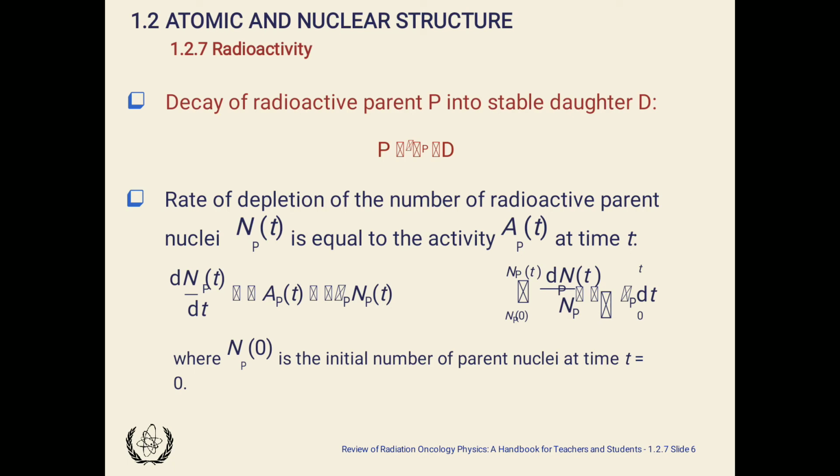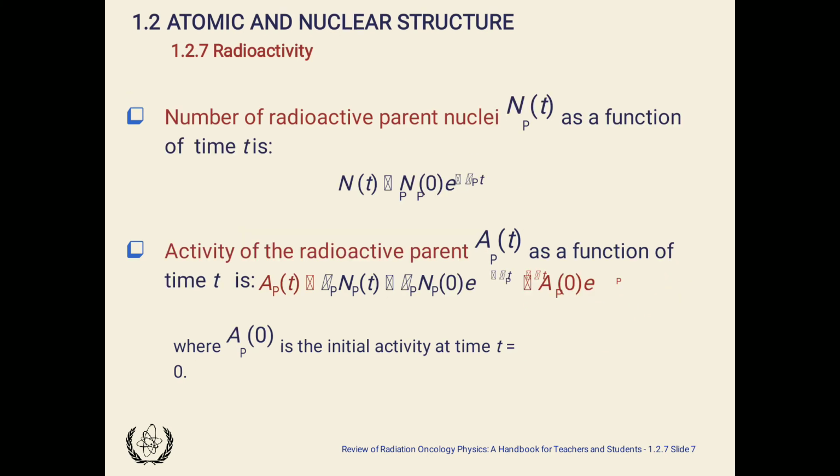Decay of a radioactive parent P into stable daughter D. The rate of depletion of the number of radioactive parent nuclei is equal to the activity at a time t, and it is also represented by the formula given here, where N is the initial number of parent nuclei at time t equals 0.